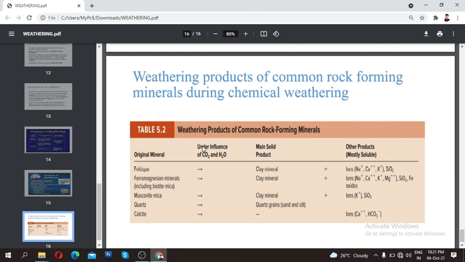So these are the basic concepts of weathering: the various types of weathering, the agents of weathering, and how we can distinguish the various products of weathering. Okay, thank you.